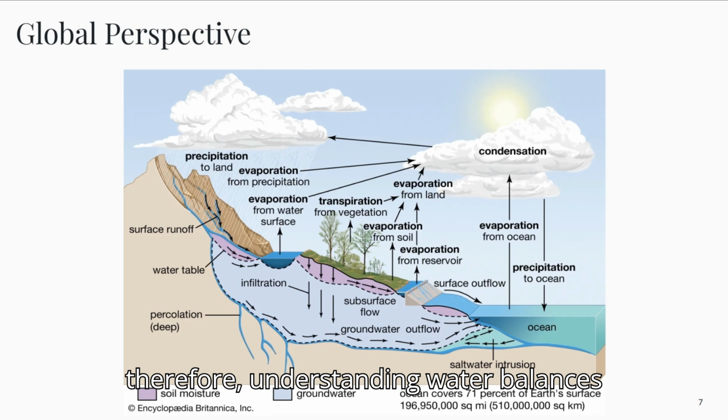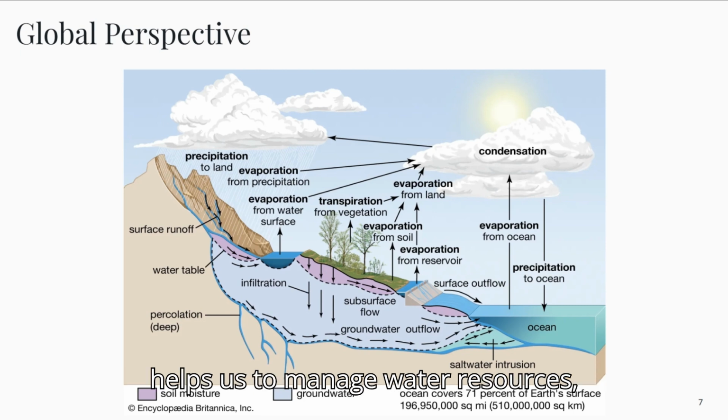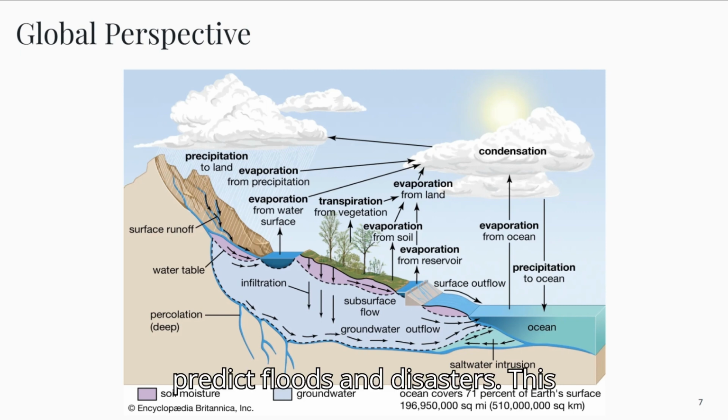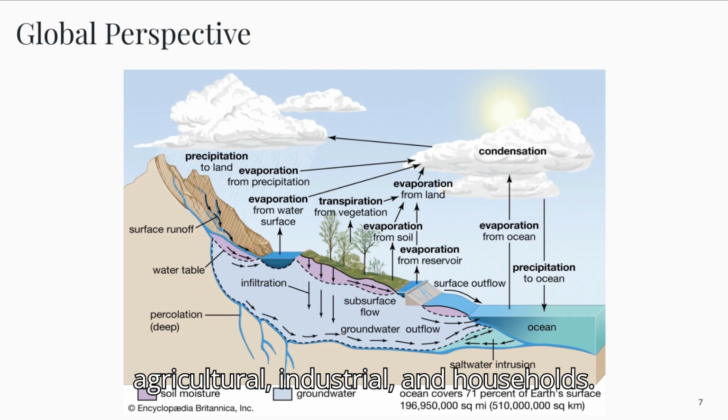So therefore, understanding water balances helps us to manage water resources, predict floods and disasters. This also ensures a sustainable supply for agricultural, industrial, and household use.